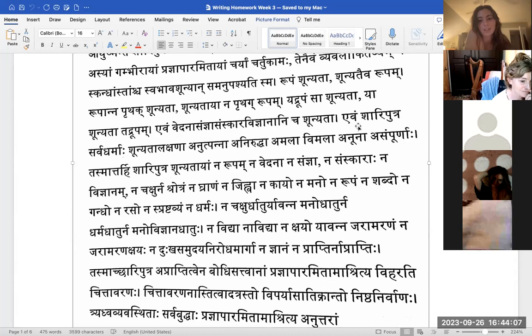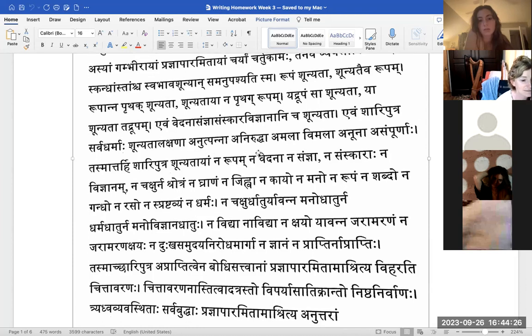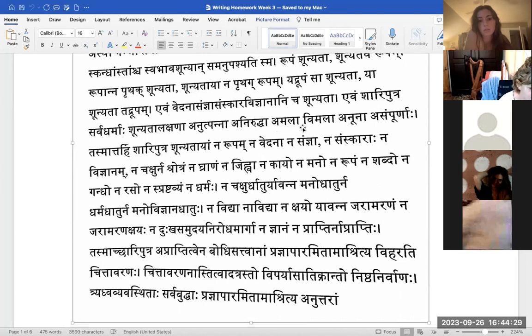Shunyata evam shariputra sarva dharmaha shunyata lakshana anutpana anirudha amala vimala anuna asampurnaha. Tasmat tarhi, or tasmatarhi. See the T's coming together? Tasmatarhi. Shariputra.